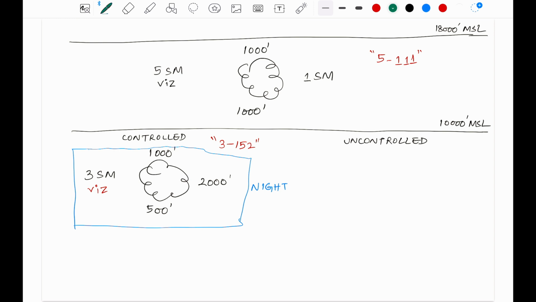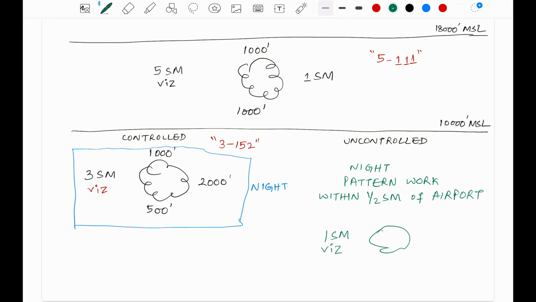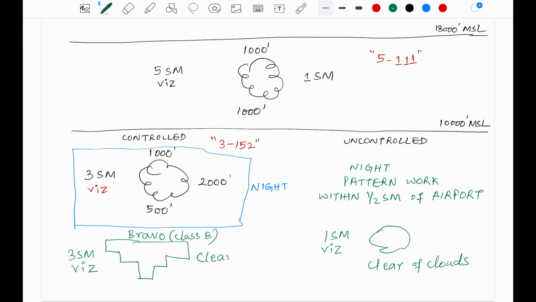The first exception is in uncontrolled airspace at night, if you are doing pattern work within half a mile of the airport, then your requirement is 1 statute mile visibility and clear of clouds. This is the first exception. The second exception is in Bravo airspace, the requirement is 3 statute miles visibility and clear of clouds.